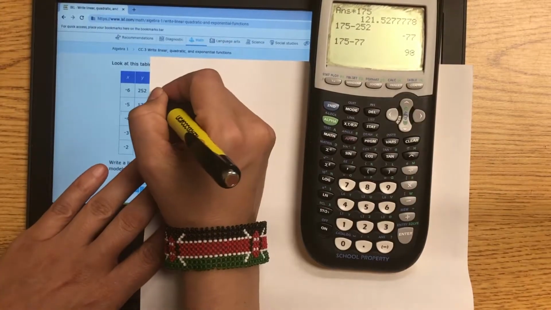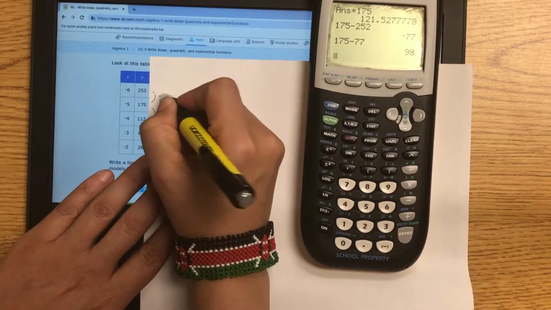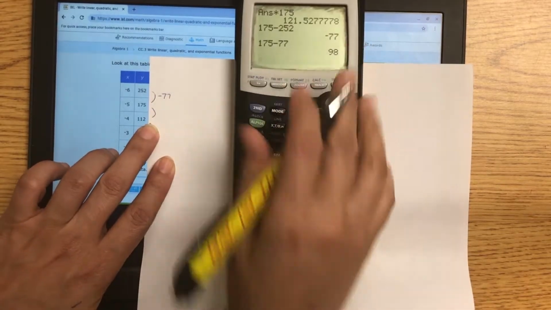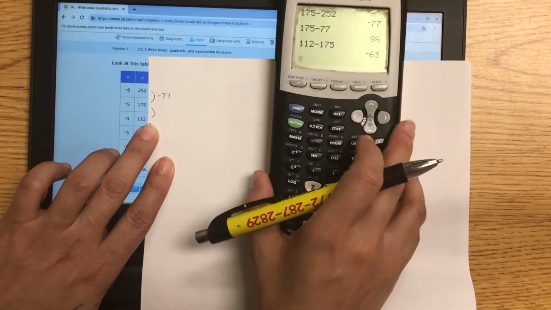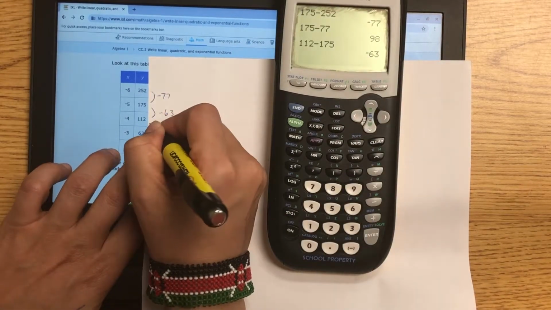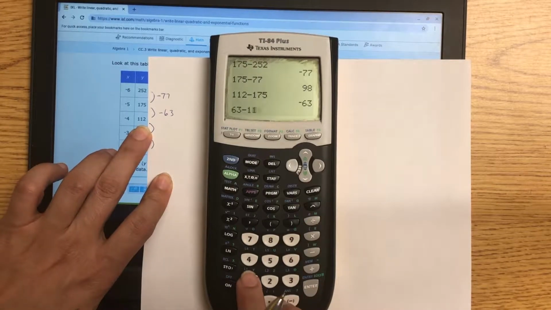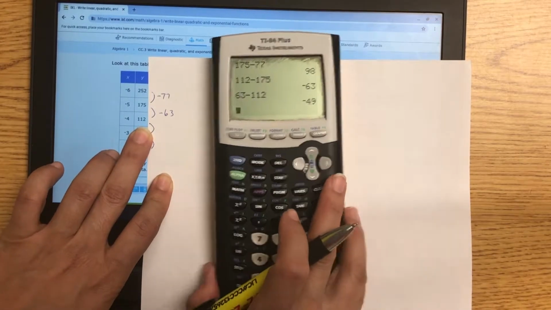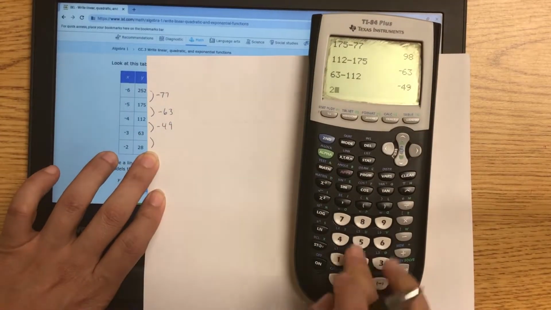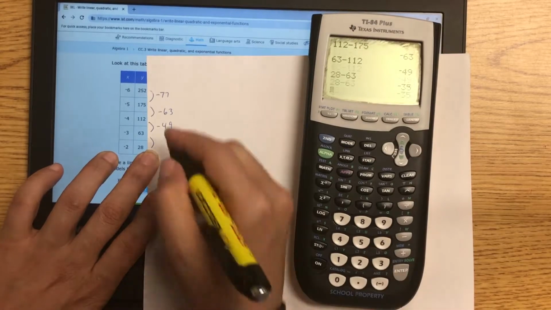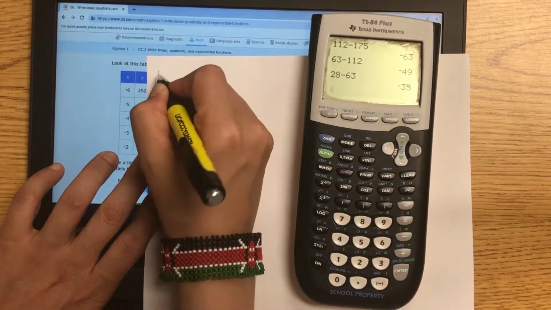So when I did this one, I got what? Minus 77. Then this one is going to be 112 minus 175. It's going to be negative 63. Then this one is going to be 63 minus 112. It's going to be negative 49. And then this one's going to be 28 minus 63, which is negative 35. And then that's the first difference.